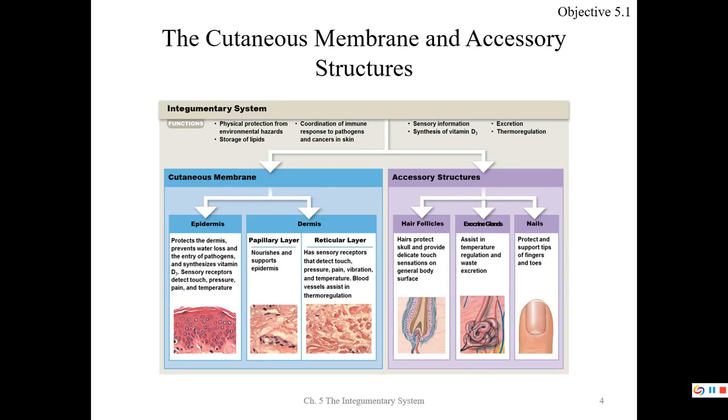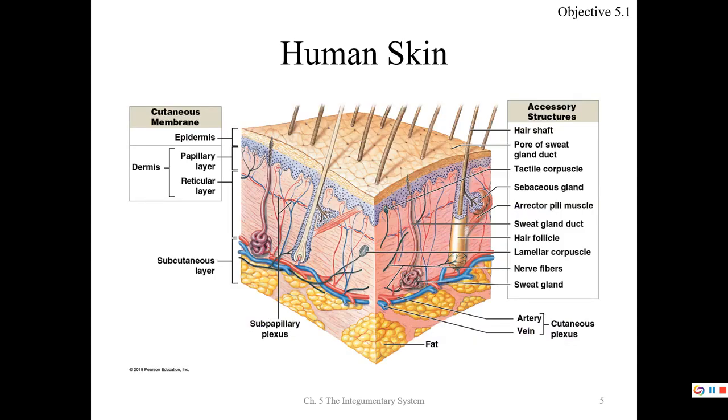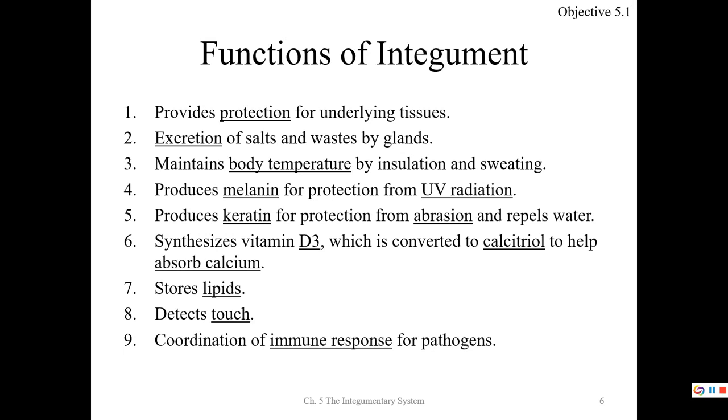So as you can see, the integumentary system has some functions that we'll talk about in a minute. But it's made up of your cutaneous membrane and accessory structures. The cutaneous membrane is made of your epidermis and dermis, and then the accessory structures are hair, nails, and glands. Okay, so that is an image of human skin. You can see the subcutaneous layer, or hypodermis, the fat and blood vessel area underneath all that.